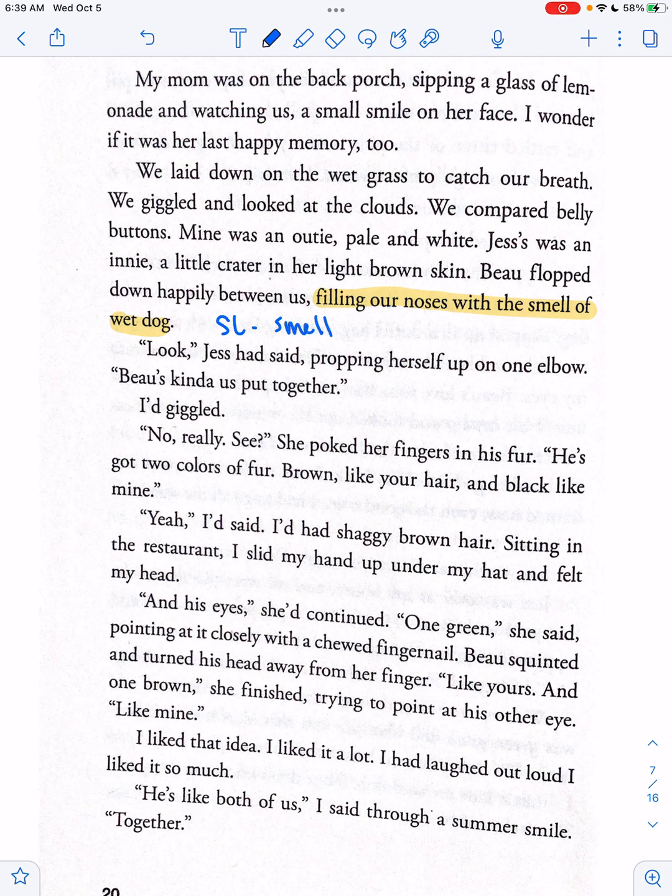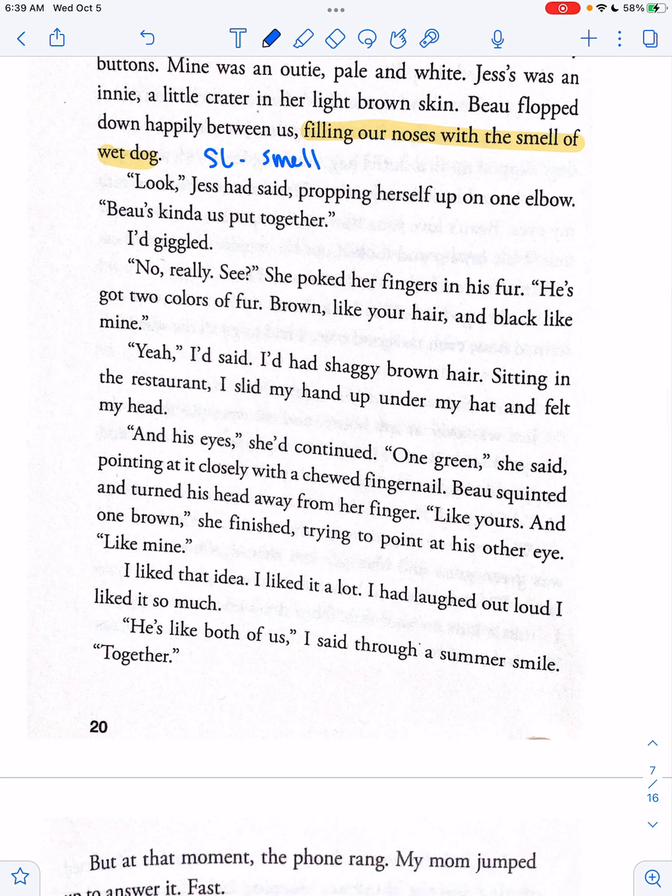Look, Jess had said, propping herself up on one elbow. Bo's kinda us put together. I giggled. No, really, see? She poked her fingers in his hair. He's got two colors of fur. Brown like your hair and black like mine. Yeah, I'd said. I'd had shaggy brown hair. Sitting in the restaurant, I'd slid my hand up under my hat and felt my head.